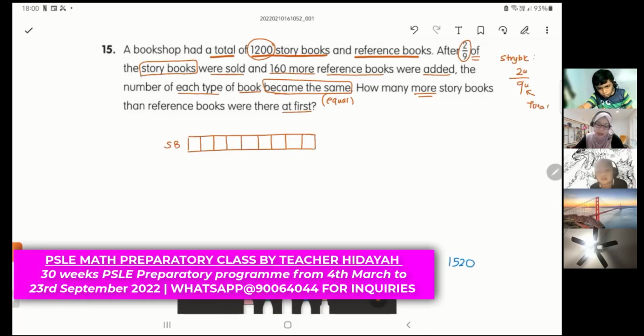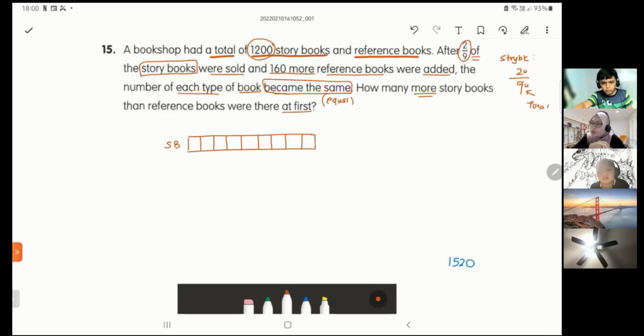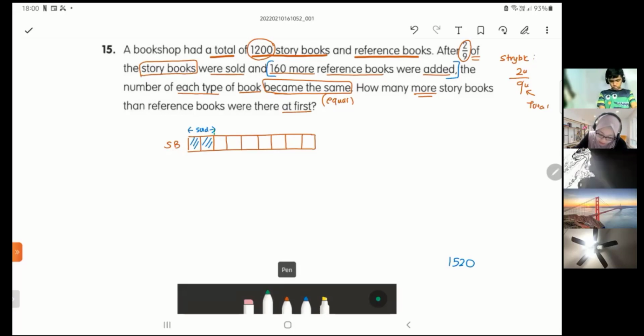Next, we know that for the storybooks, 2 out of 9 were sold. So we shade the part that is sold. 1, 2. This is sold. Then after I sold, I know that 160 reference books were added, this part here. But I want to look at the equal part. How do I get an equal part there? Which means the leftover. The leftover starts from here onwards.